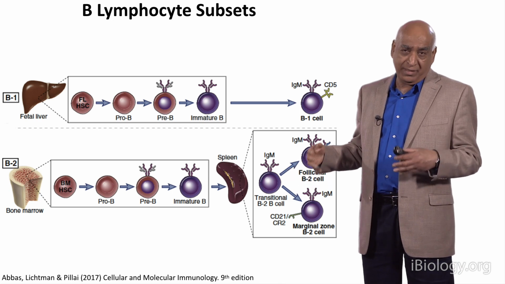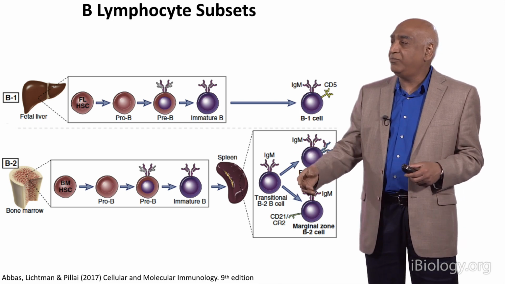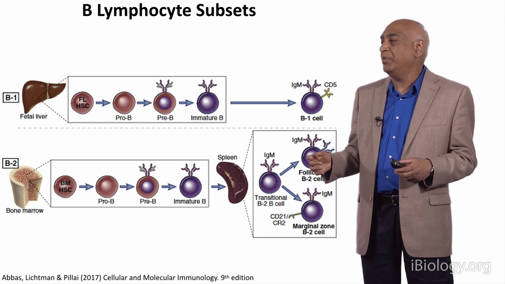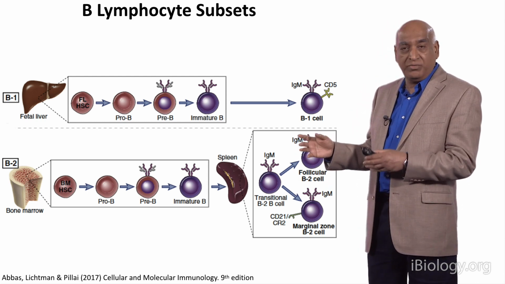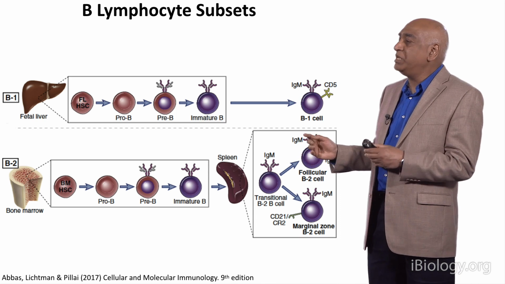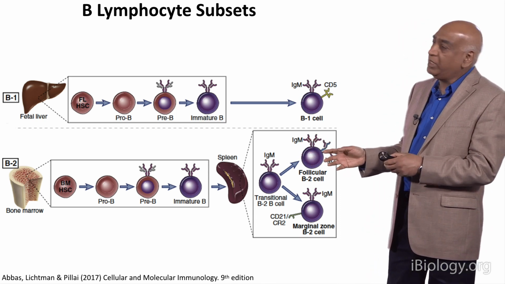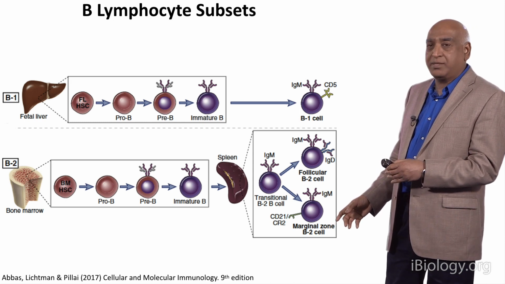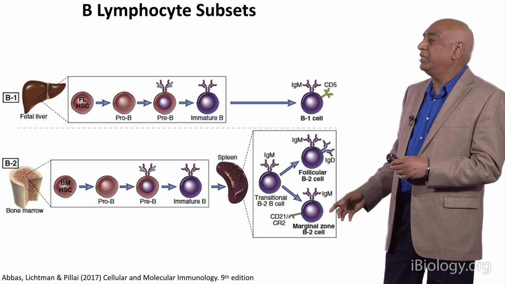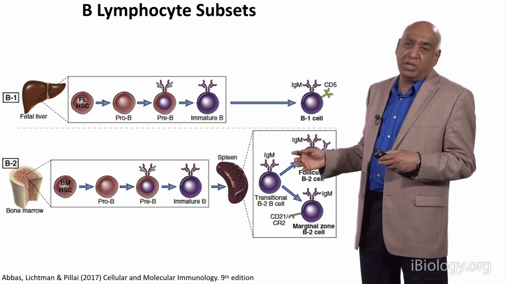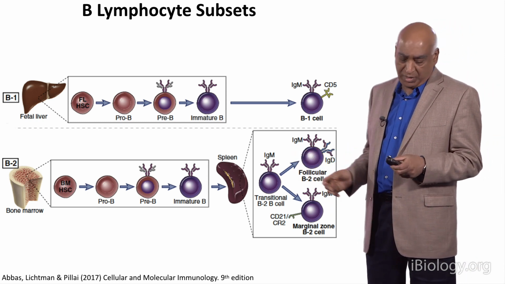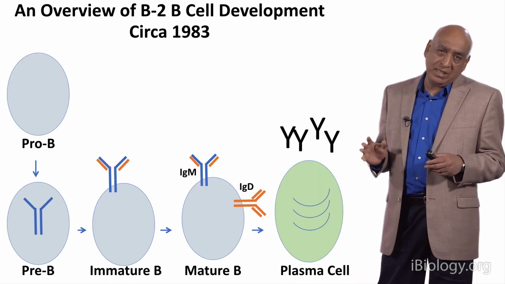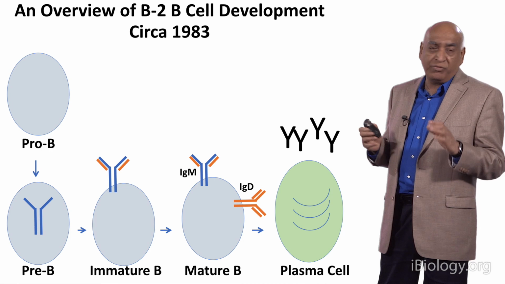B2 B cells are the garden variety B cell. They are derived from a bone marrow derived stem cell, an adult stem cell, and then they go through various stages of differentiation. We eventually get two subsets, follicular B cells and marginal zone B cells. Marginal zone B cells are also self-renewing, but the garden variety B cell we normally talk about is a follicular B cell.